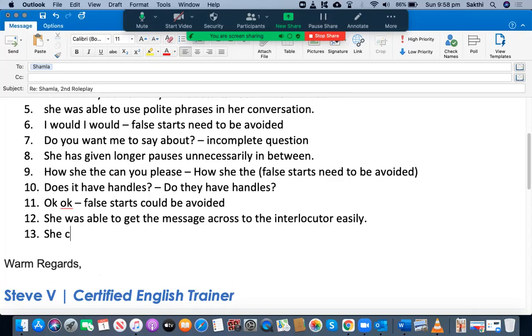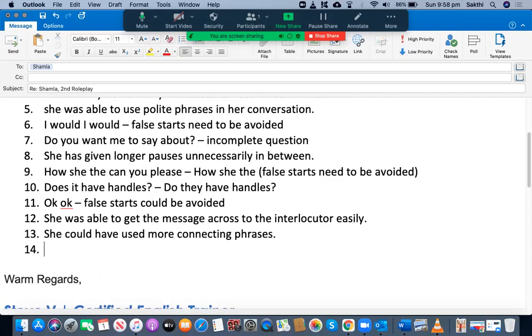But the problem is that she could have used more connecting phrases. That's what I felt. So there should be more and more connecting phrases that could have been linked together in order to convey the information in a more effective way.